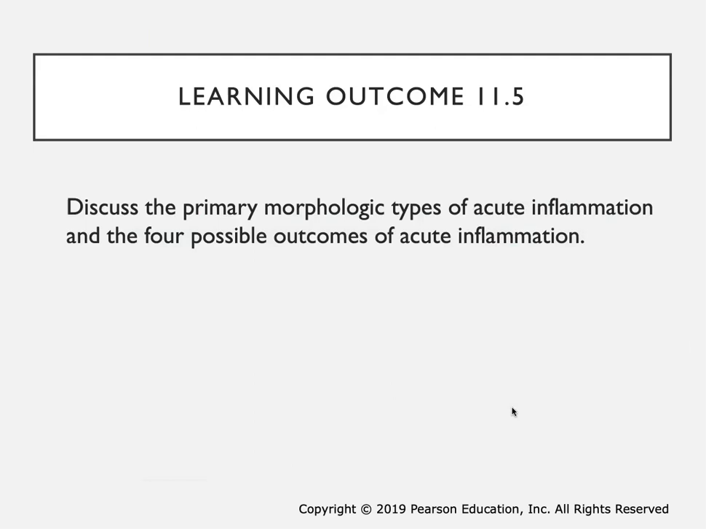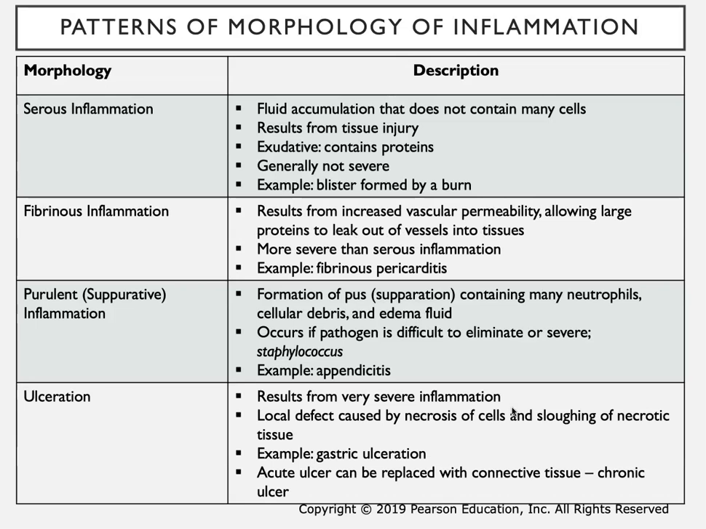Okay, so moving on. It says, discuss the primary morphologic types of acute inflammation and the four possible outcomes of acute inflammation. So we're still talking about acute inflammation here. And here are these different morphological types of acute inflammation, and we should be familiar with them.